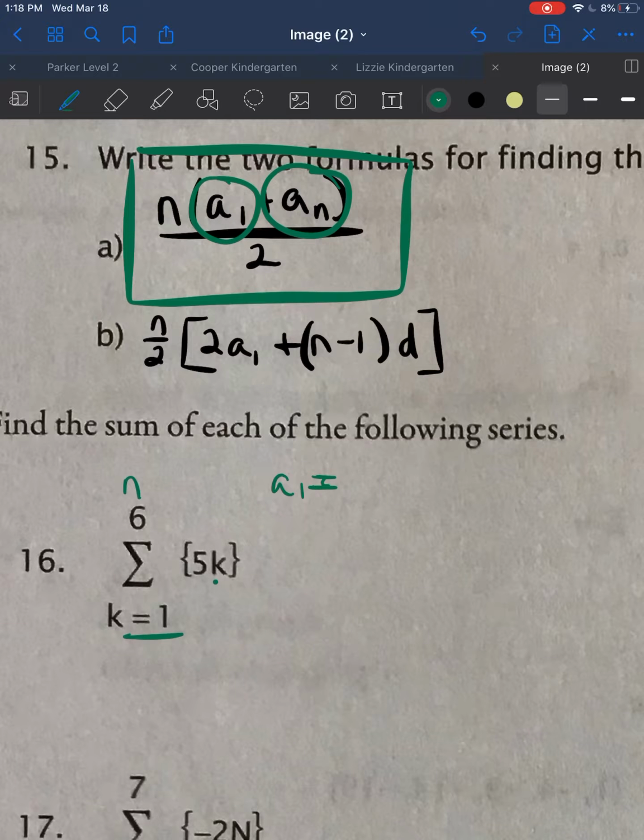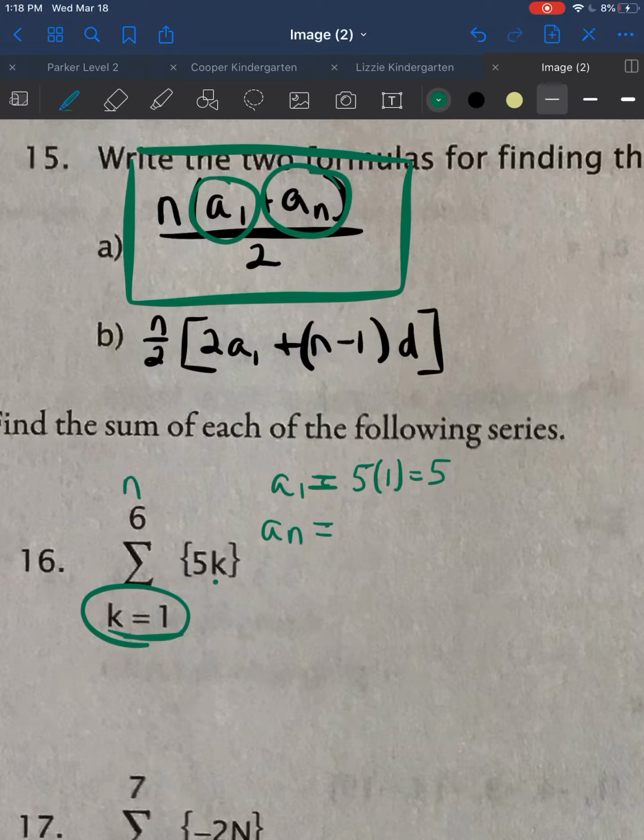Okay, and always your first term is whatever your k value starts at down here. So we're starting with a k value of 1 because we're keeping it simple. So a sub 1 would be 5 times 1, which is just 5. Then we need to find a sub n.